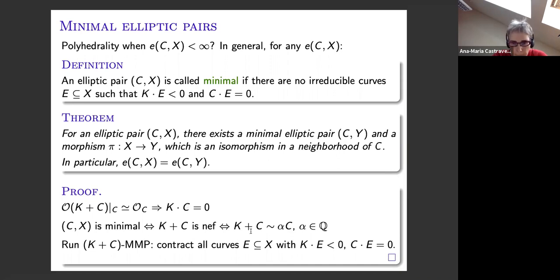And then by the Hodge index theorem, we can also prove that, given that C squared is 0 and K times C is 0, if K plus C is NEF, then K plus C will have to be some rational multiple of C. And then you run the K plus C MMP, you contract the curves that intersect K negatively and C in 0. And okay, so this will lead to this Y.